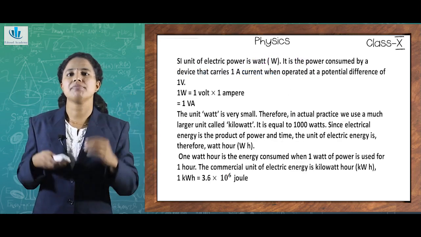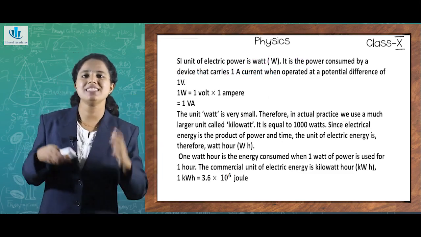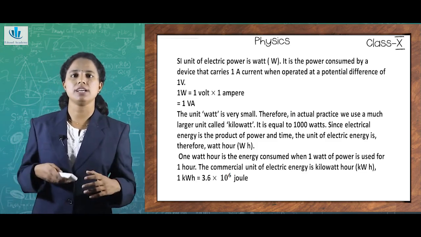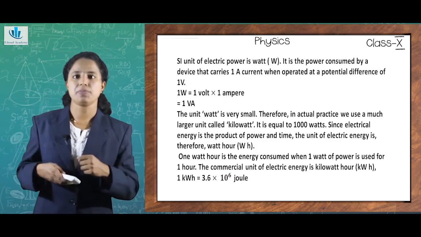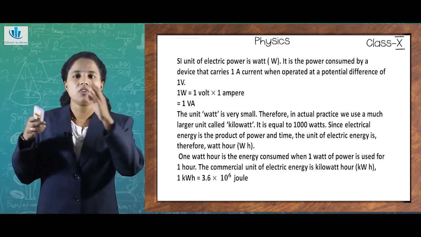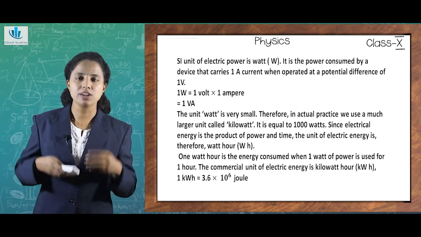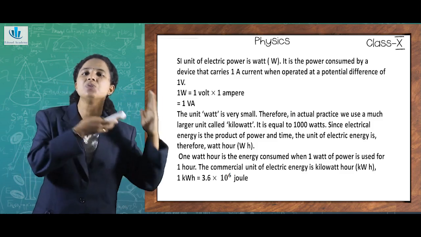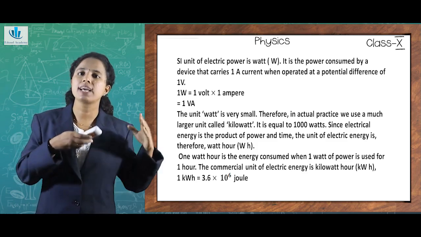So the SI unit of electric power is the watt, isn't it? The watt is named after the famous scientist James Watt. We can define it as the power consumed by a device that carries 1 ampere current when operated at a potential difference of 1 volt, isn't it? Because of the main equation P equals VI, I represent V by volt and current by ampere. So 1 watt equals 1 volt into 1 ampere, which I get as 1 watt equals 1 volt ampere.